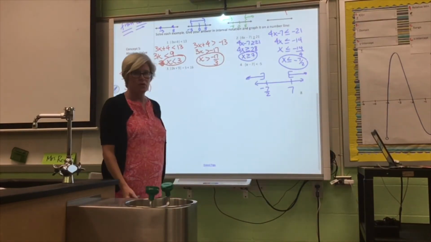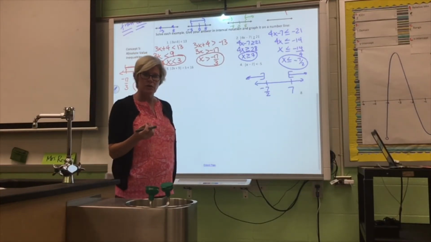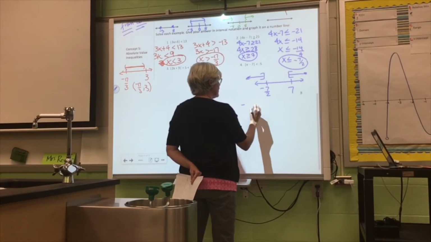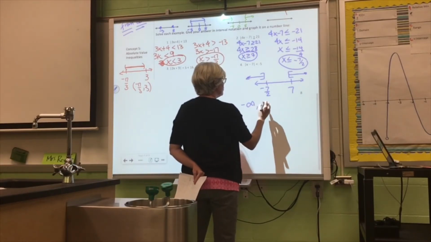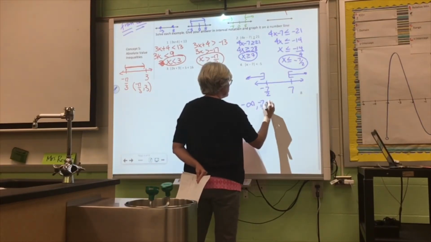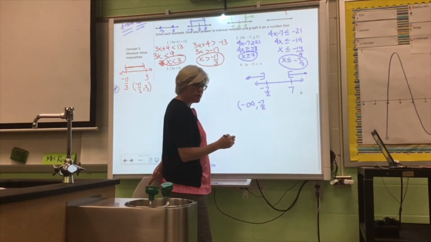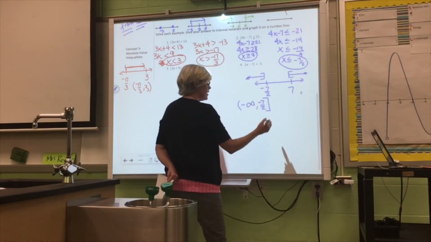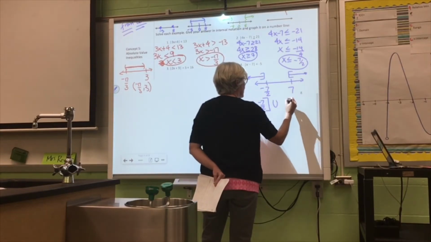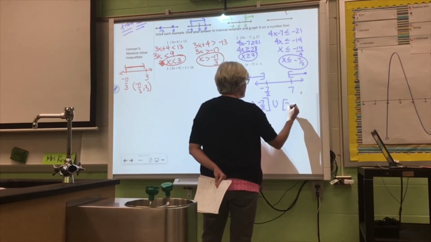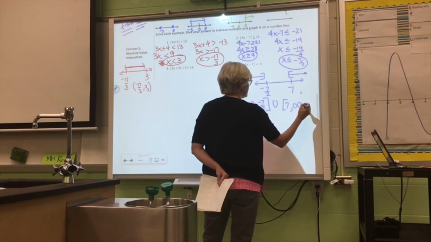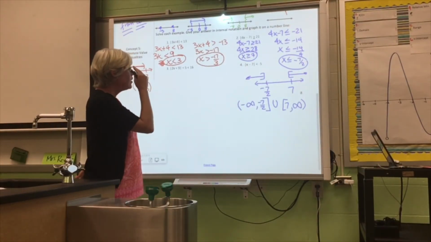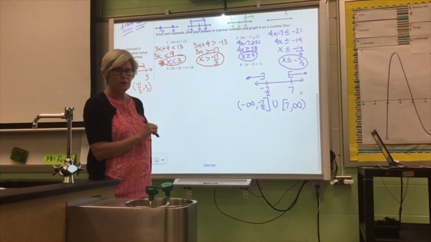How about our interval? This is going to be one of those intervals that has a union in between. So we're going to go from negative infinity to negative 7 over 2. Of course, we always do parentheses on infinities, and we'll do a bracket on that one because of that. Or we have 7 to positive infinity. So there we go. That all goes with number 2, okay?